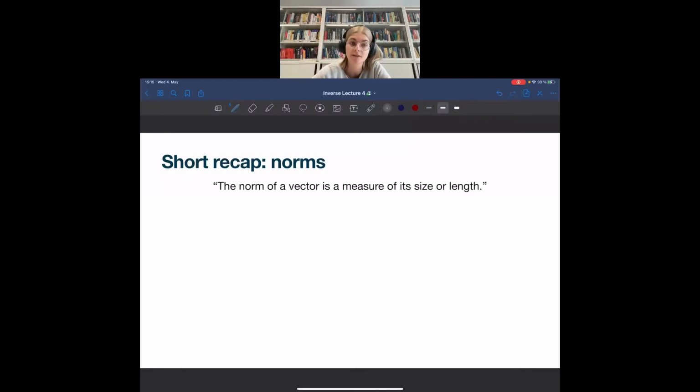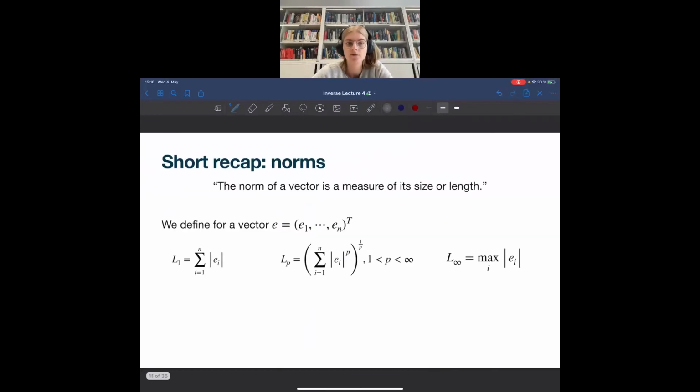There's actually infinitely many norms existing in the world, but there's a few different ones we would like to look at. Therefore, we first define a vector E consisting of n data points, so it has length n. And we would like to define three different norms here. First of all, we have the L1 norm. I'm pretty sure you know it already. It is just the sum of the absolute values of all the entries you have.